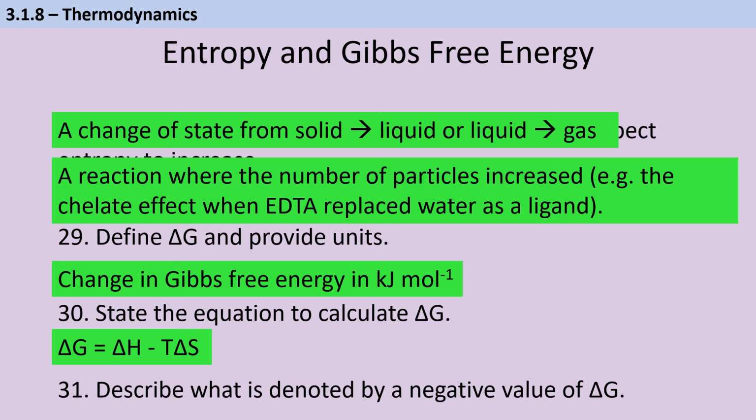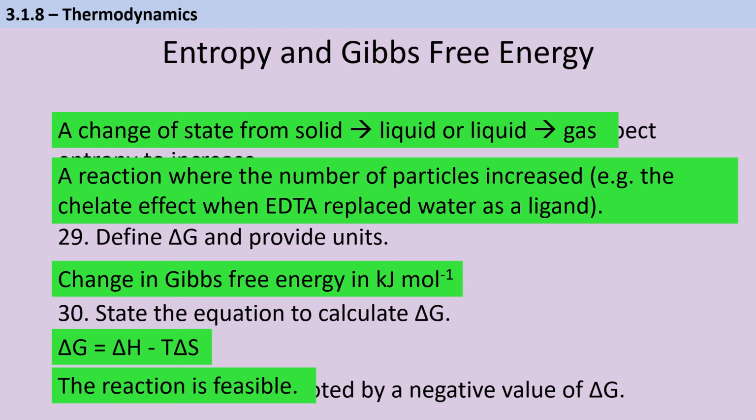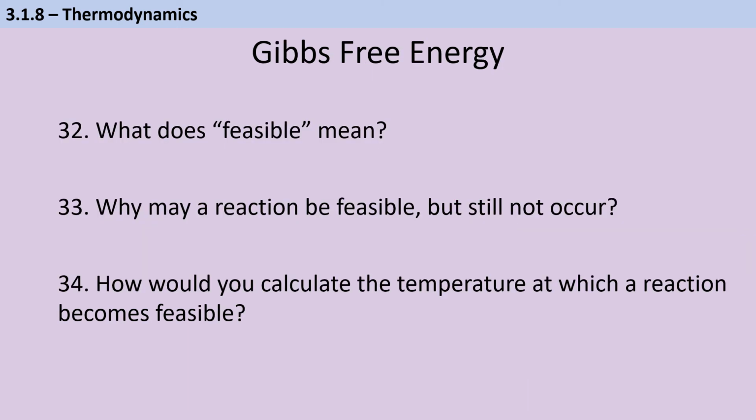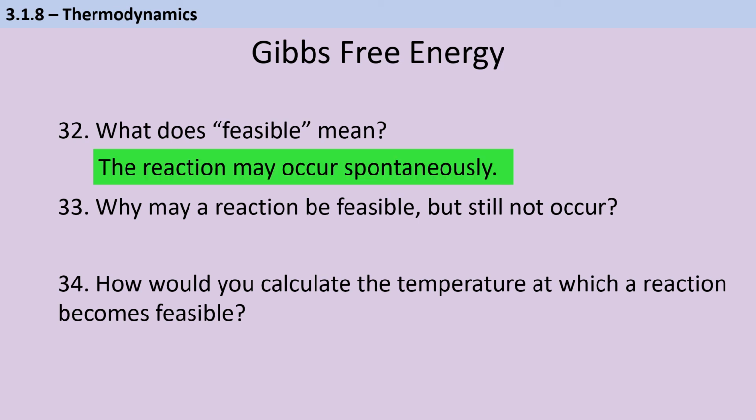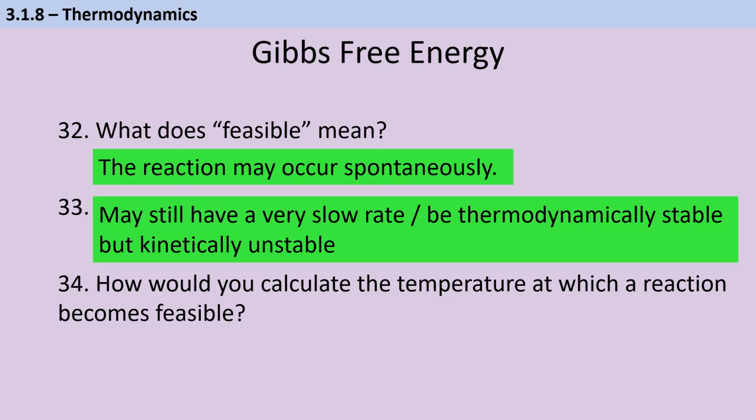If you have a negative value of delta G, a value that is less than 0, then this tells you that the reaction is feasible. A reaction is feasible if it may occur spontaneously. But even if a reaction is feasible, it might still not occur, either because the rate of reaction is so slow, or because even though the product is thermodynamically stable, it's kinetically unstable.